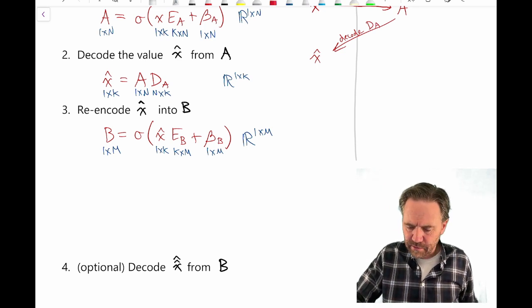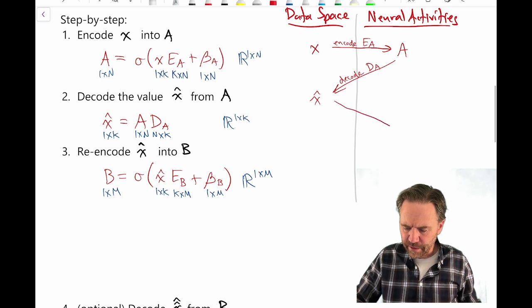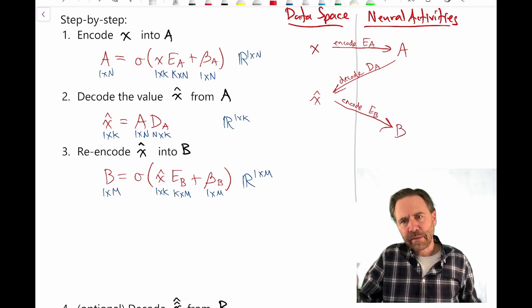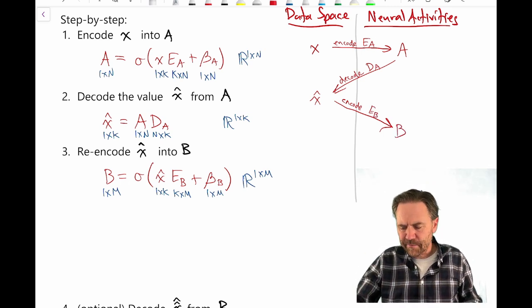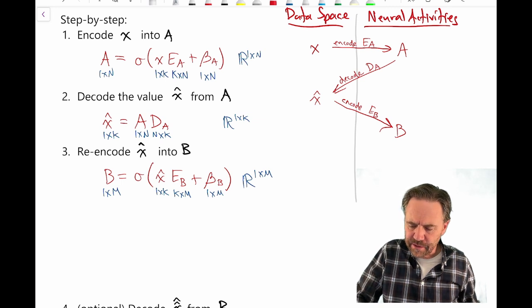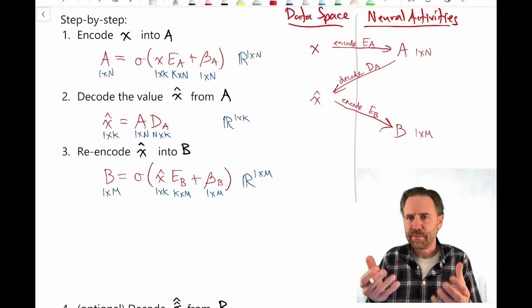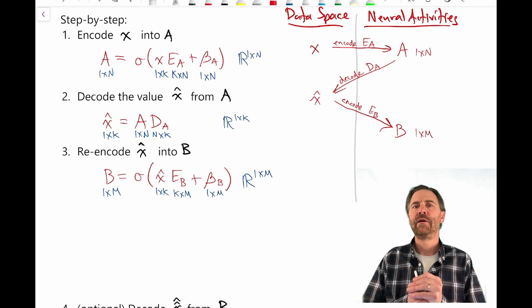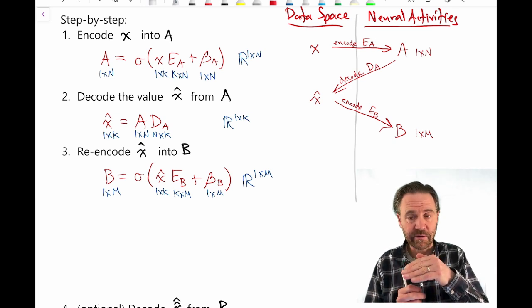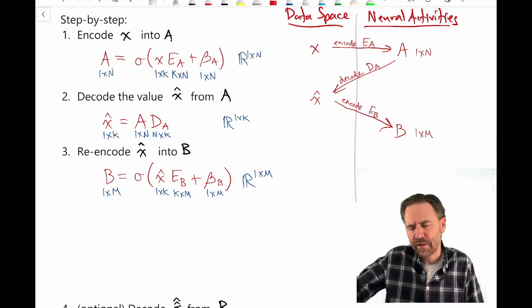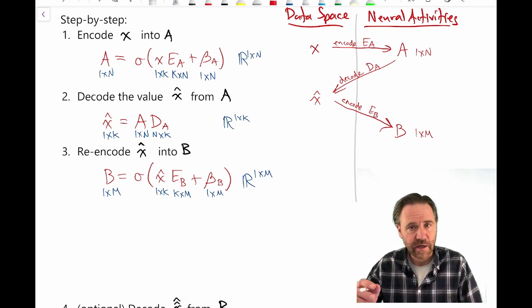So over here in the picture, we're re-encoding using E sub B into another set of neural activities. Now, of course, A was 1 by N, B is 1 by M. They're different size spaces, different dimension spaces, so they don't really represent the same vector space. A and B, they're not in the same vector space. But they're still neural activities. They're vectors of neural activities. So I put them both on the neural activity side of the line there.